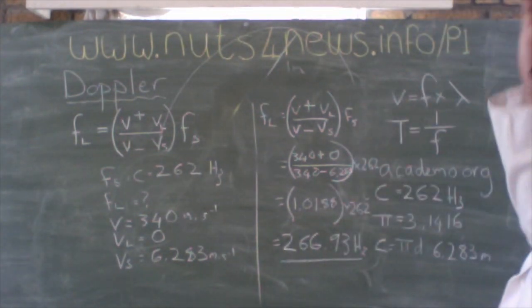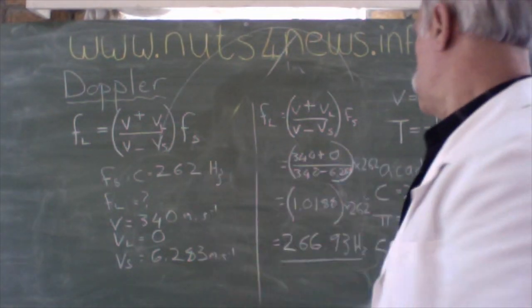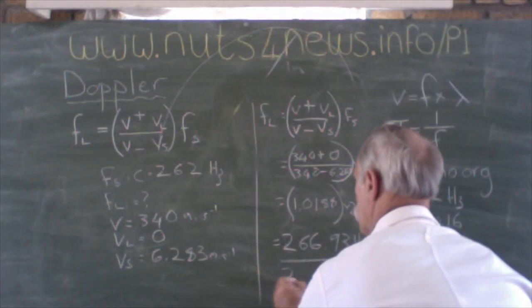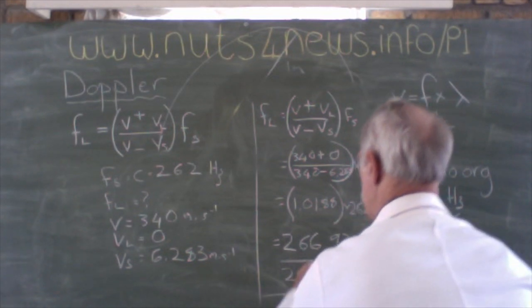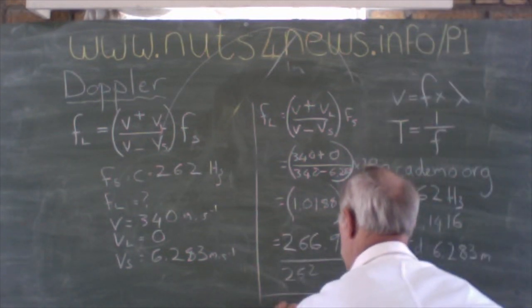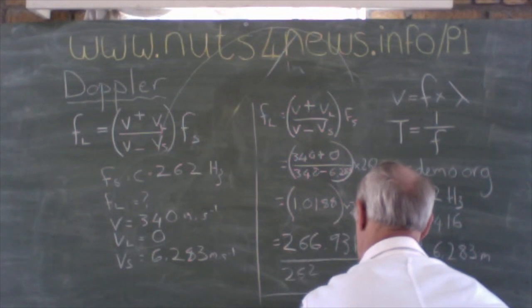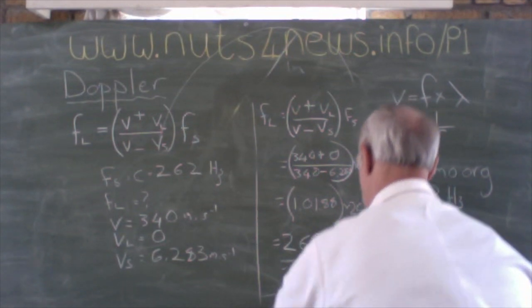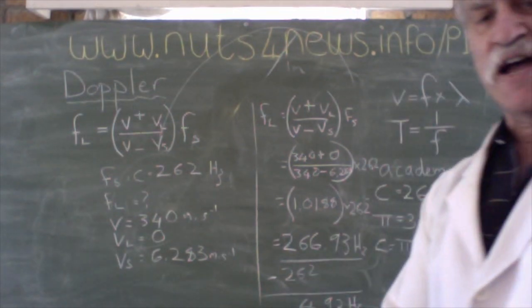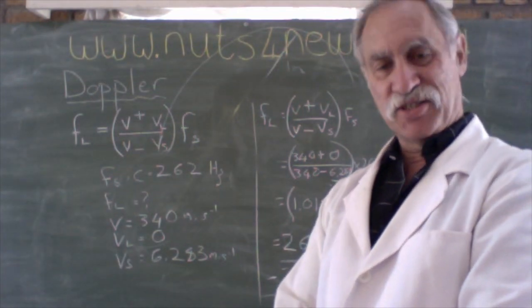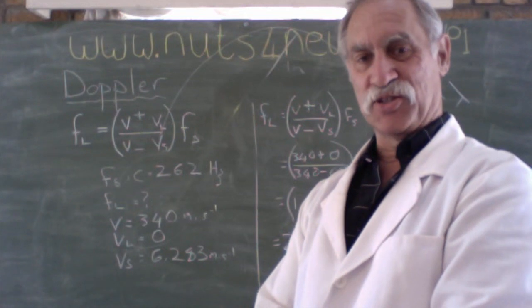So from middle C, which was 262, we subtract that from that and we see that it comes to 4,93. So that's the difference. It's gone up by 4,93 hertz. And so we could also do the same for when it is going away from us.